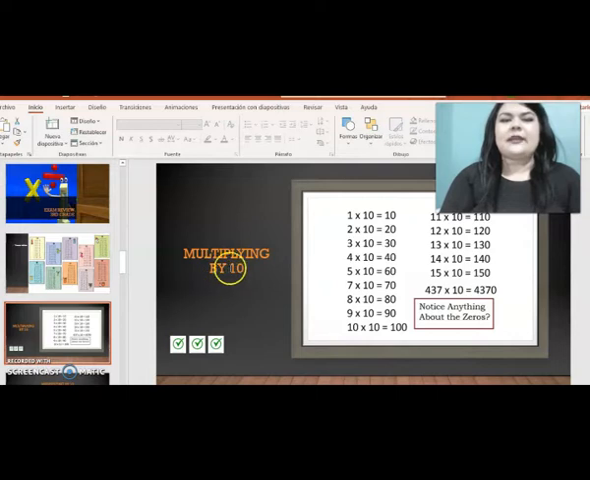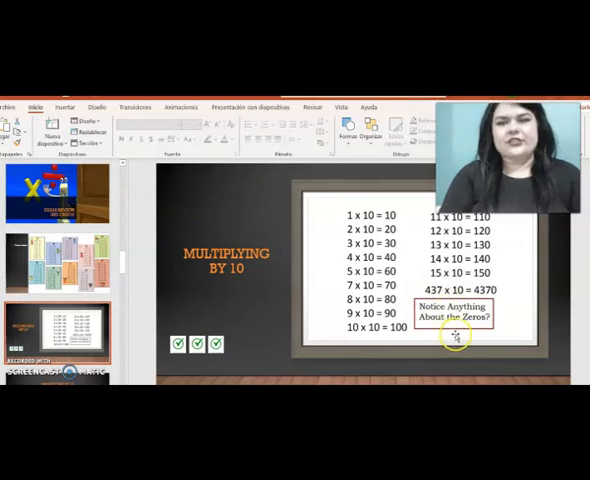This is multiplying by 10. Multiplying by 10 is pretty easy. As I explained to you at school, in here, for example, this is a very simple multiplication, 1 times 10 equals 10. But what about when we have numbers like 14 times 10, or this that is bigger, right? 437 times 10. How can we know the process to do it? Because as I told you before, it's pretty easy.